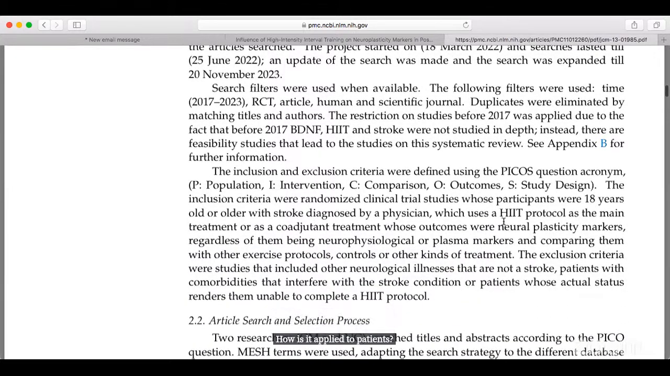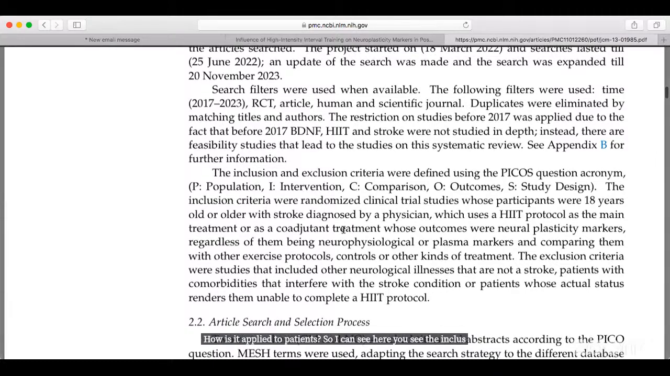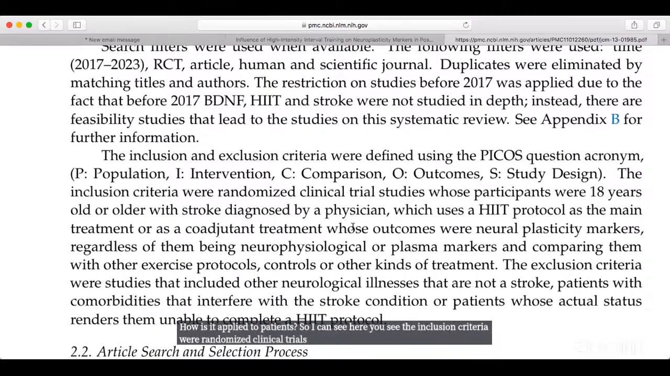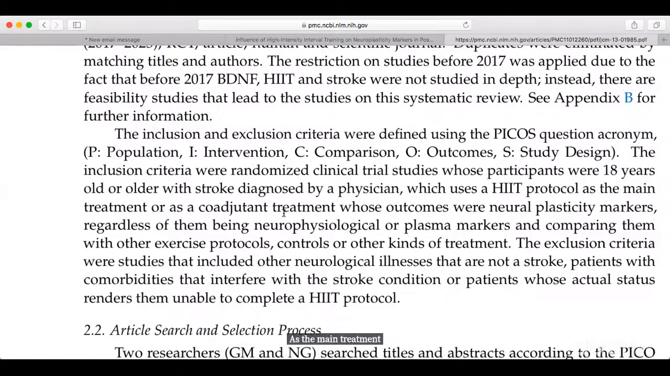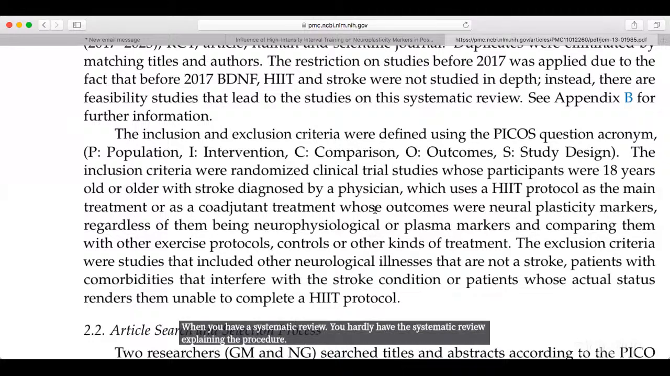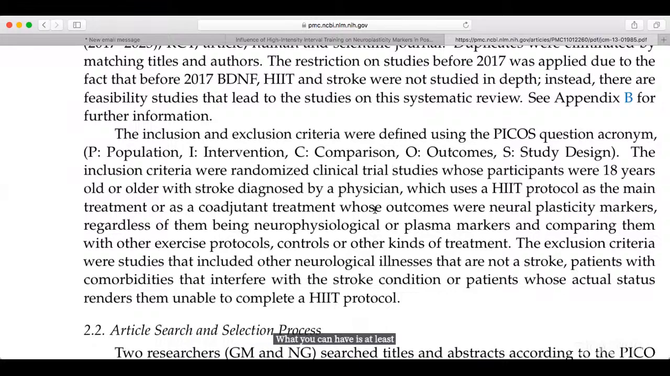So I can see here, the inclusion criteria were randomized clinical trials, studies whose participants were 18 years old or older with stroke diagnosed by a physician, which uses HIIT protocol as the main treatment or as a coadjutant treatment. Now, when you have a systematic review, you hardly have the systematic review explaining the procedure. What you can have is a list of the studies that have used that procedure.